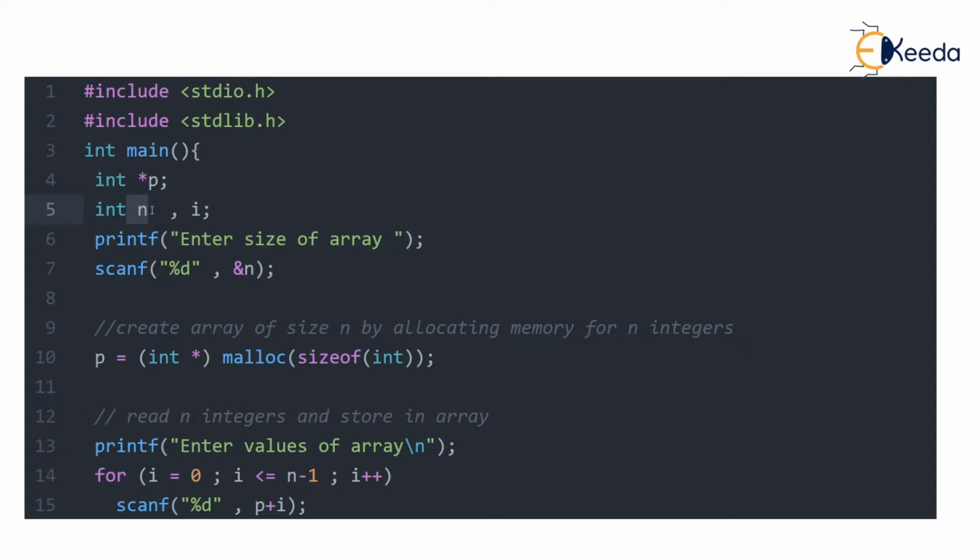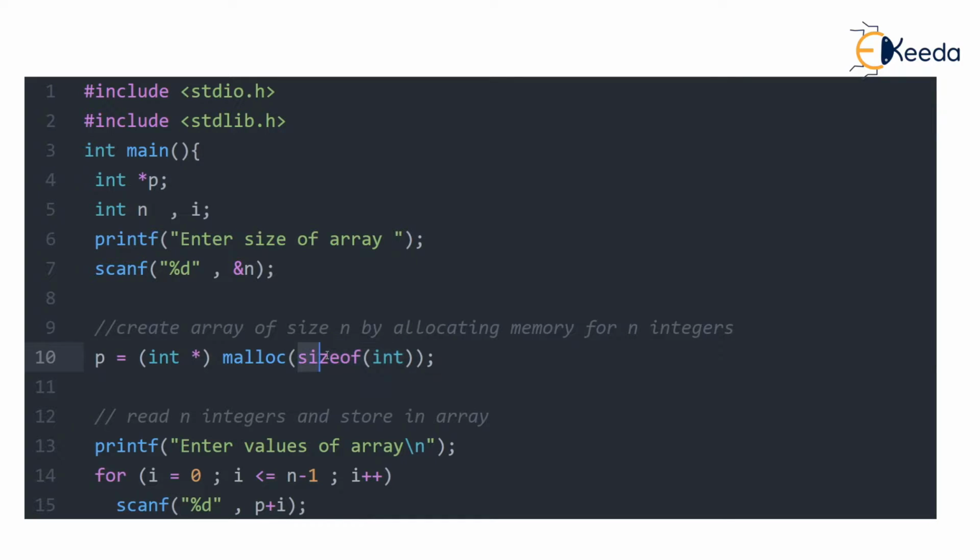We are asking the user to enter the size of the array. Size of the array entered is n. Let's say we enter n as 5 from the keyboard. Then this statement will allocate memory required by size of one int. So it will allocate 2 bytes.